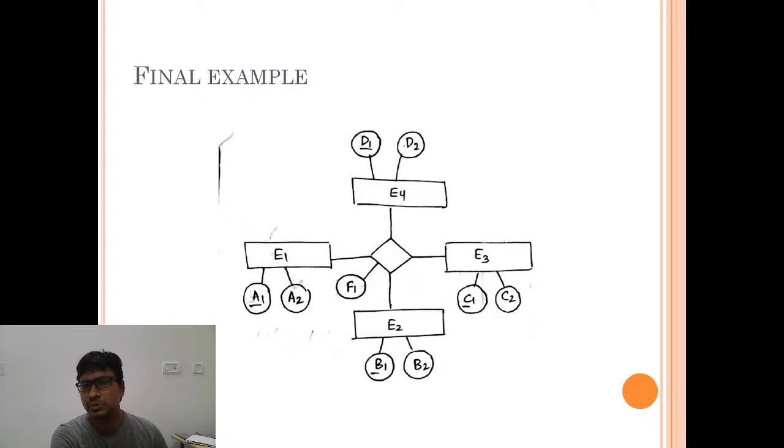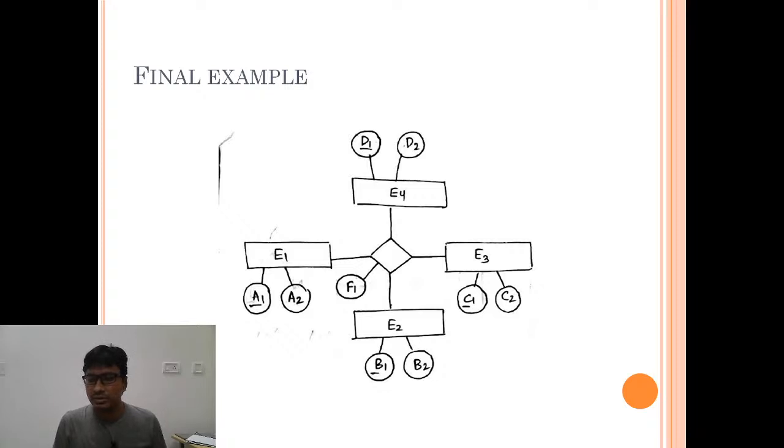I want everyone's response. Don't worry whether your answer is right or wrong. Five tables. Good, Uma, good. What are those five tables? You will say that E1, E2, E3, E4 and the relation. And in E1, A1 will act as a primary key. Will you agree with me, Uma? And in E2, B1 will act as a primary key. In E3, C1 will act as a primary key. In E4, D1 will act as a primary key. Now in the fifth table, which attribute will act as a primary key?